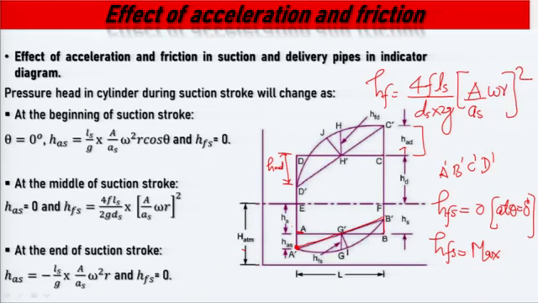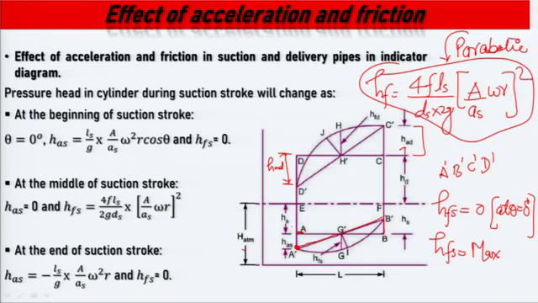So, this equation, what is the nature? This nature is parabolic. So, at this point it is 0, at the mid of this point it is maximum, then again 0. So, like this, if you see, the nature is parabolic, and this one is the HFS.